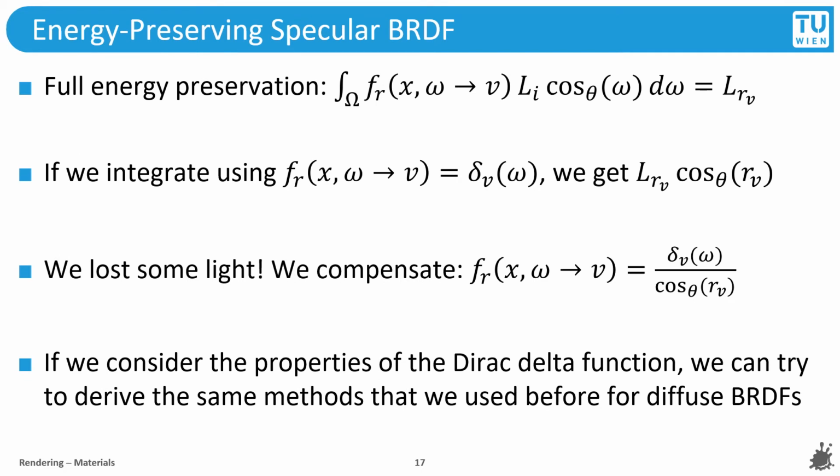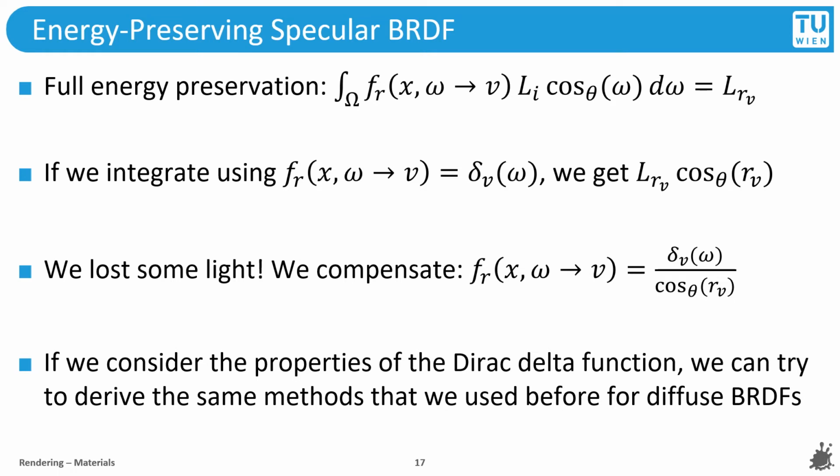We actually want to have a complete mirror BRDF, so no light is absorbed or scattered, meaning that for a vector V, the entire radiance from its mirror direction is passed on. If we integrate the incoming radiance from all directions times the BRDF over the entire hemisphere, we want to get exactly the light from the mirror direction.